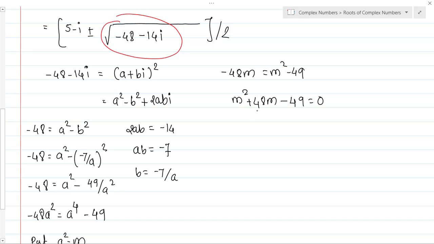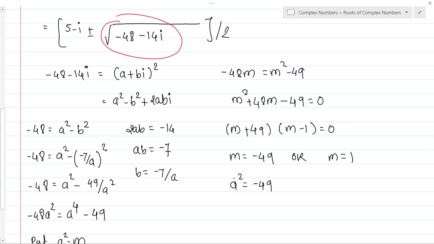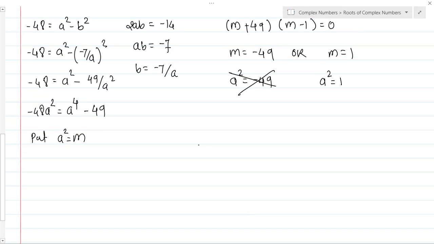I want the addition to be 48 and the multiplication to be minus 49. So it will be (m plus 49)(m minus 1) equals 0. Okay, so from here, the value of m is minus 49 and m is equal to positive 1. You know that a square cannot be negative, so minus 49 is wrong. So of course a square is equal to 1. Therefore I will be having two values of a.